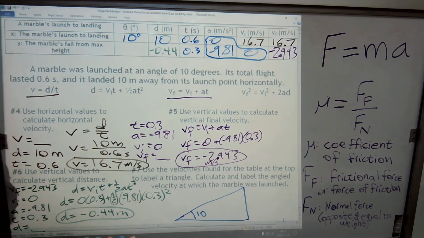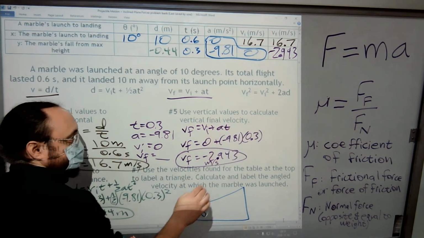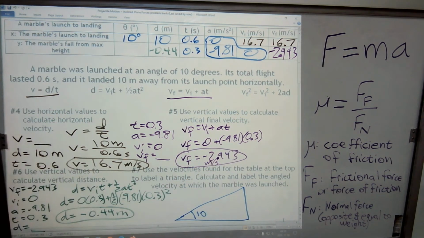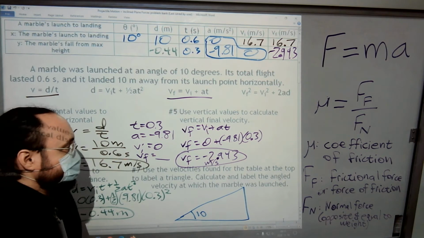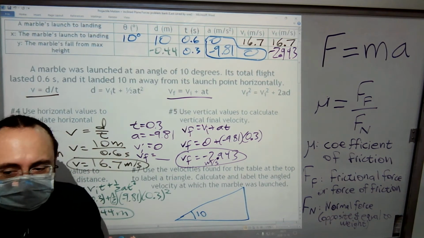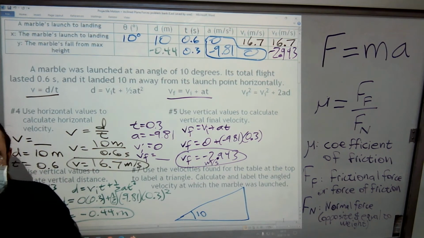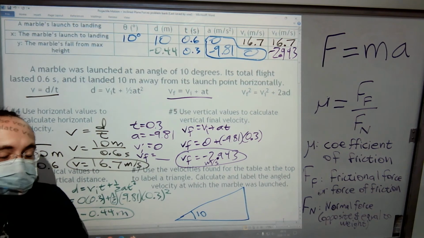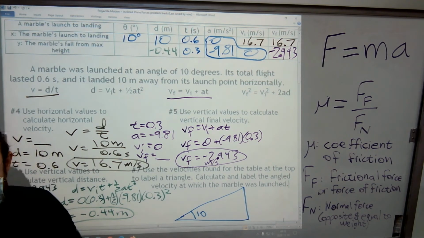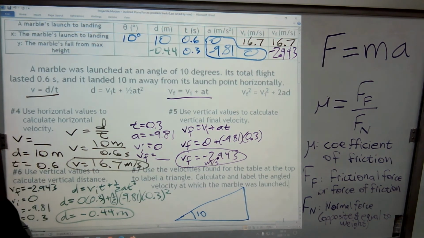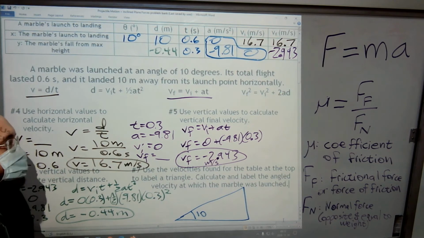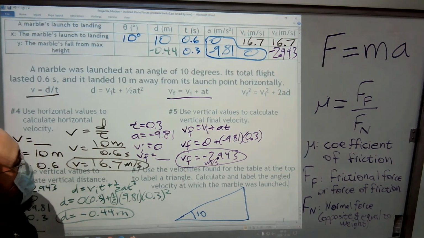And then it told me to use vertical values to calculate vertical final velocity. Your assignment tells you what formula to use. On y'all's assignments, make sure you're following the directions on there. If it says round to the 10th place, round to the 10th place. If it says don't round your answer, then don't round your answer. If it says round to the 100th place, then round to the 100th place. People are having trouble submitting their forms because they're not paying close attention to those directions.